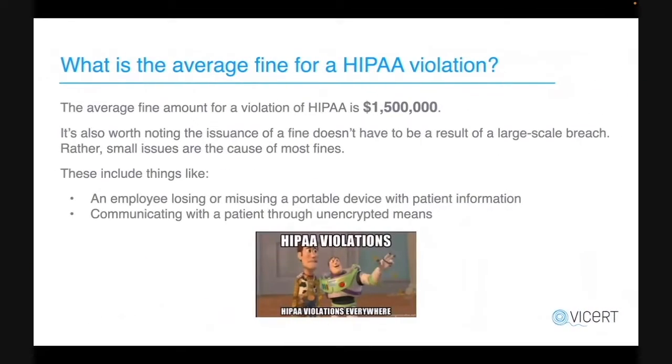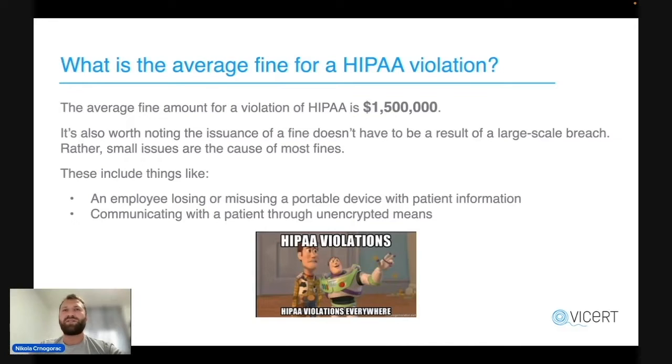So this is the major thing, the thing everyone is scared of, the HIPAA violation. The average fine for a HIPAA violation is $1.5 million, but it can range from $50,000 to more than $1.5 million. So it is all about what kind of damage has been done. It's also worth noting this doesn't need to be the result of a large-scale breach. Rather, small breaches can cause most of the fines.